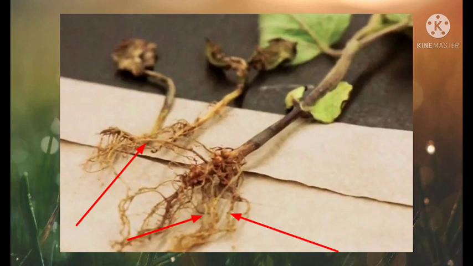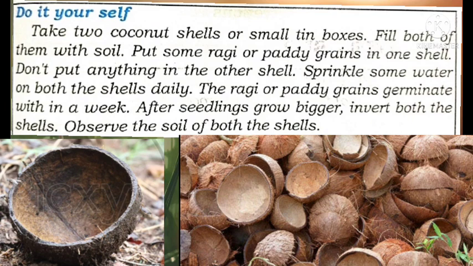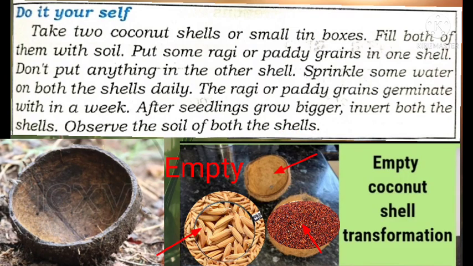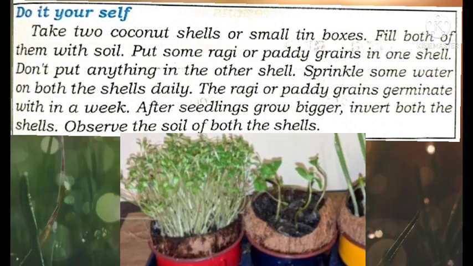See here, some activities are given in the text. Shall we see? Yes. Take 2 coconut shells or small tin boxes. Fill both of them with soil. Put some ragi or paddy grains in one shell. Don't put anything in the other shell. Sprinkle some water on both the shells daily. The ragi or paddy grains germinate within a week.